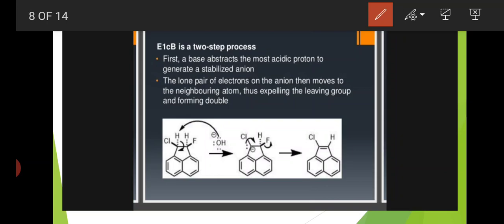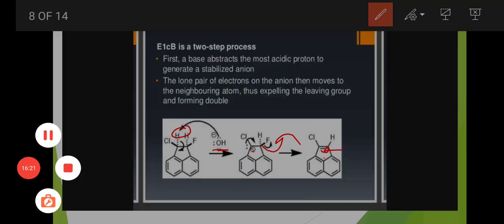Okay, first this is the more acidic hydrogen in the presence of base. This hydrogen is eliminated outside and forms an anion here. This anion shifts to the adjacent atom and forms a double bond. Okay, this shifts to the adjacent atom and here the leaving group is eliminated outside and here a double bond is formed. Okay, this process is called the E1CB mechanism.